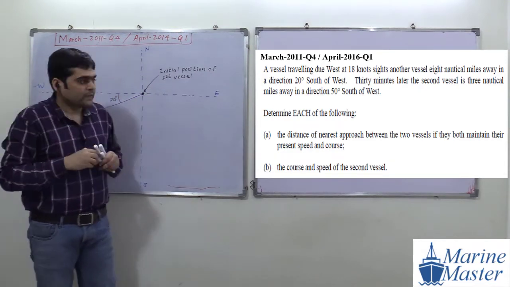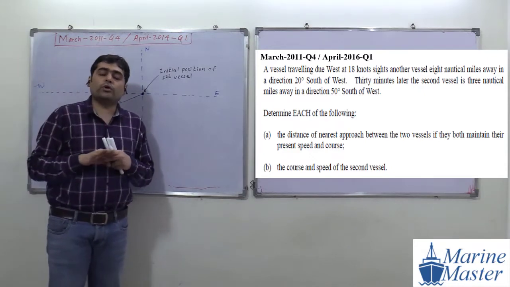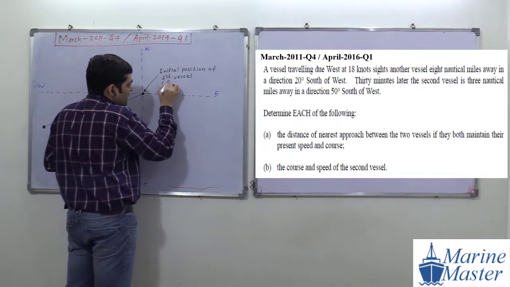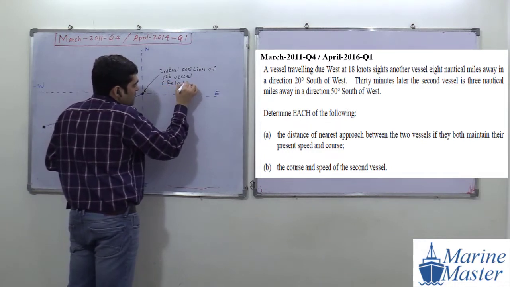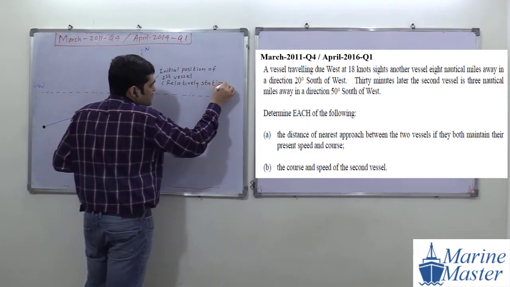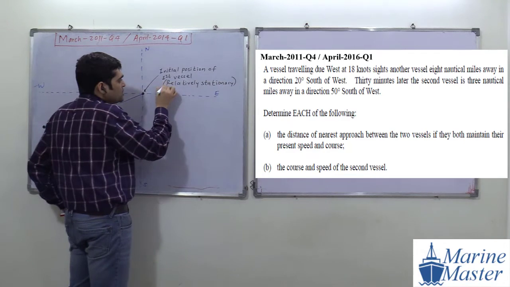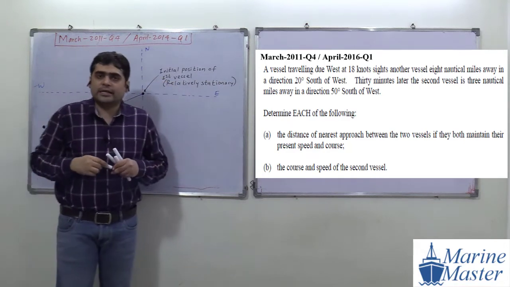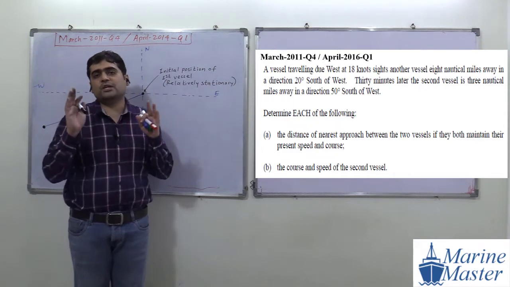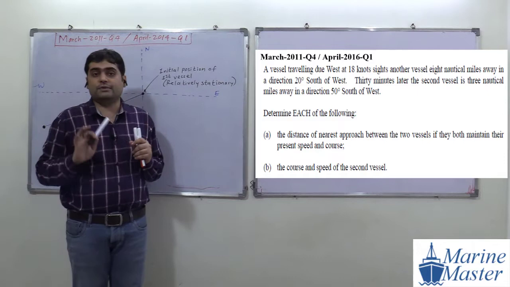Very, very important. Suppose we are going to make the first vessel relatively stationary. What are we going to do? We are going to make the first vessel relatively stationary. You got the meaning of relatively stationary? Relatively stationary means, who is the observer? The observer is the first vessel. Relatively stationary means the observer is on the first vessel and is observing the second vessel.